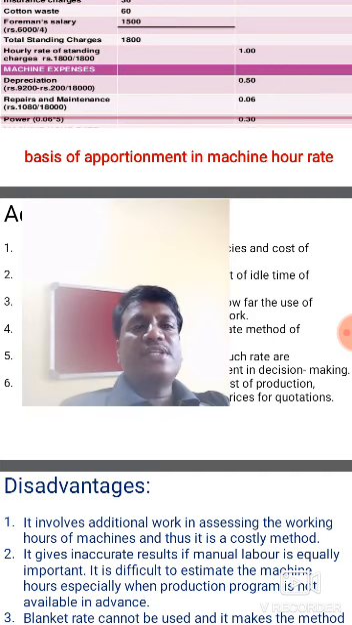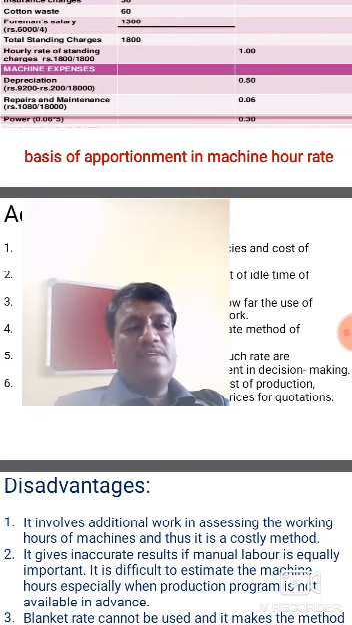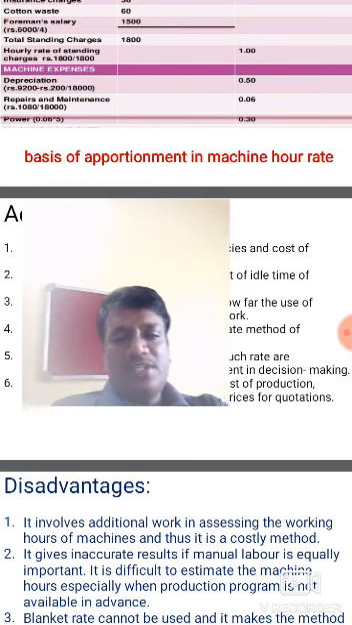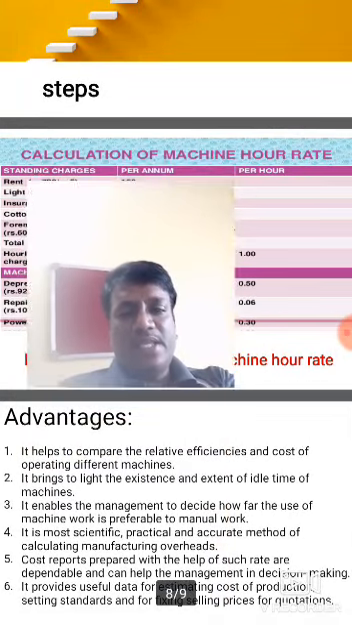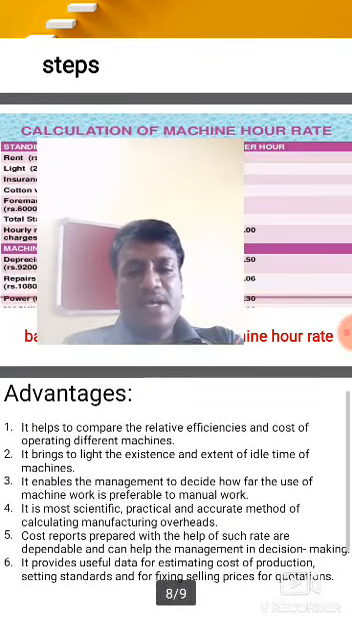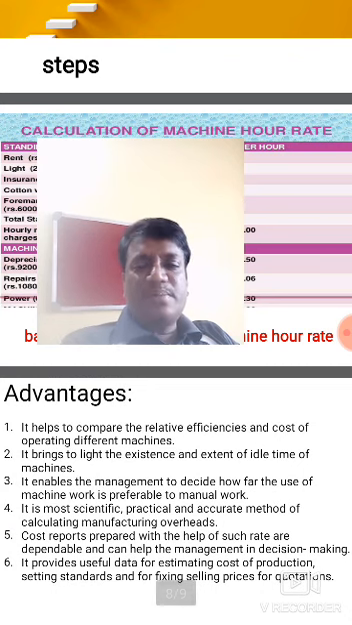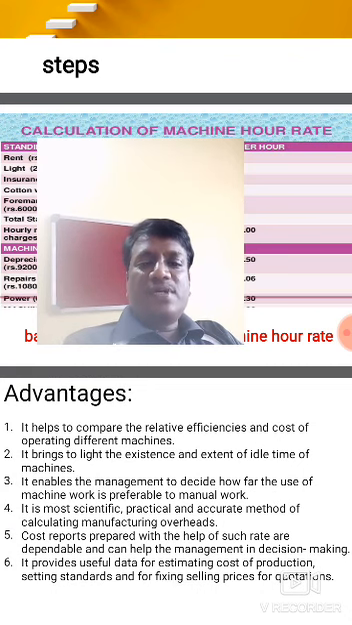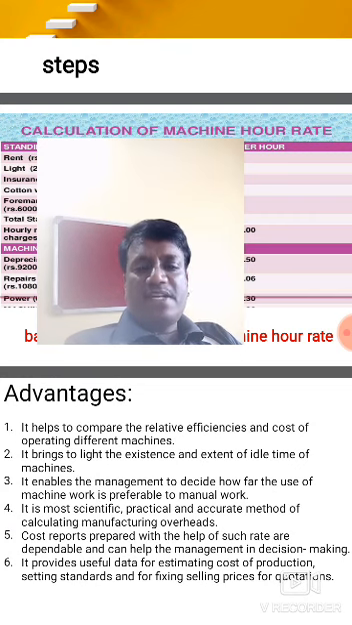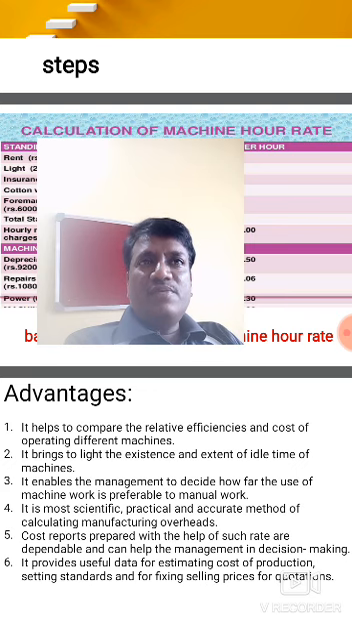This is how you are expected to make an apportionment of the various expenses while calculating the machine hour rate. Now we shall try to see what are the different advantages of the calculation of the machine hour rate. It helps to compare the relative efficiencies and the cost of operating the different machines. A factory may have so many machines, and the management is interested to know which machine is operating efficiently. For that, the calculation of machine hour rate really helps in comparison.